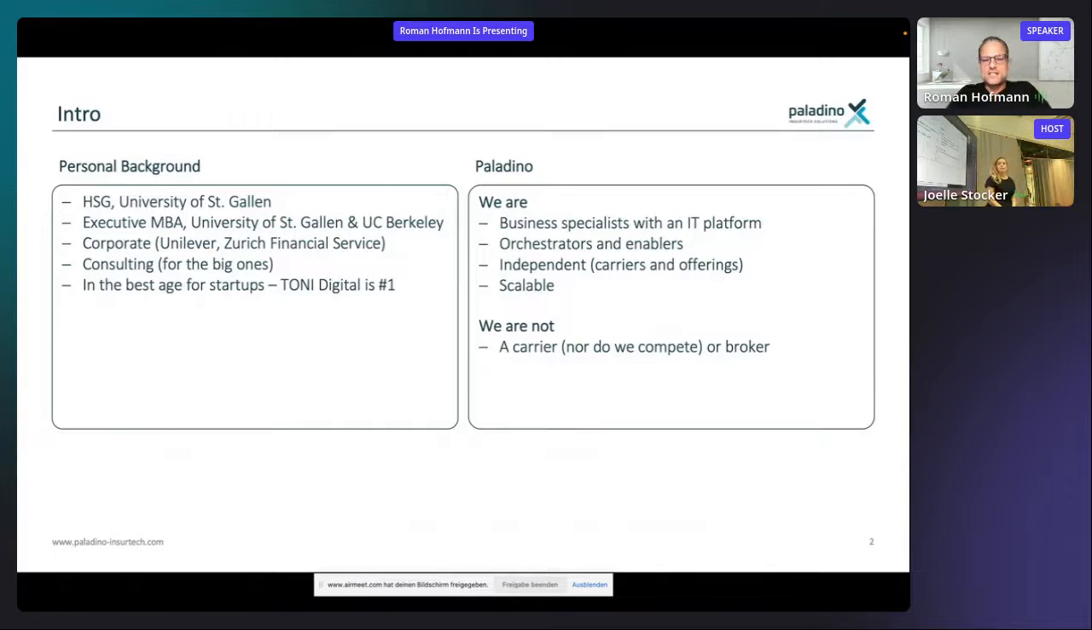Before I decided to start the second one, which is Paladino. My first one was more focused on products. Paladino is more focused on customer interaction, and I'll come back to that. I've been with F10 for 2.5 years now. It's a good time.